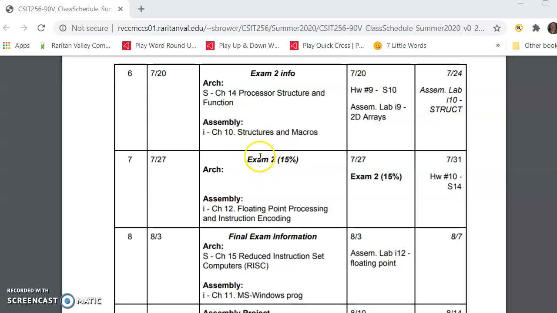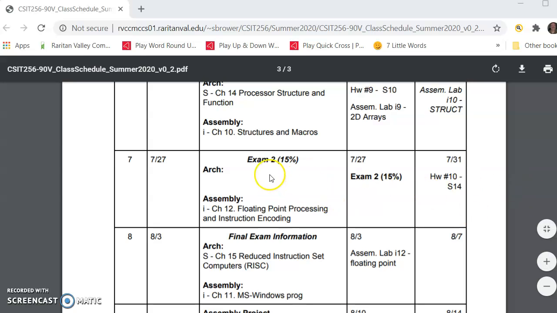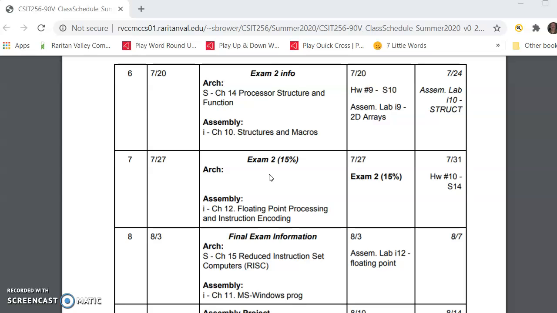But exam 2 is sort of the big chunk for the week. And the only other thing for the week from an assignment point of view is the homework. And as I already mentioned, looking ahead, the assembly lab on Irvine chapter 12 is due next week.